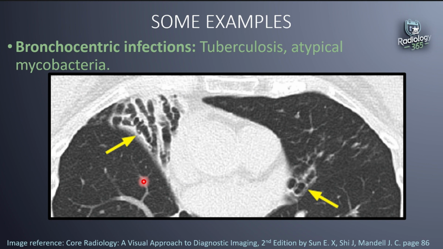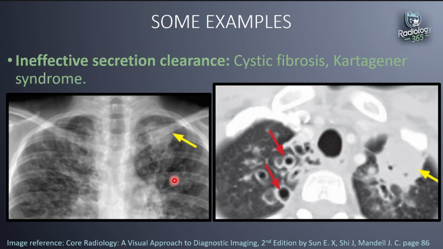Then bronchocentric infections such as tuberculosis and atypical mycobacteria are also causes of bronchiectasis. And in this case, we actually see bronchiectasis of the right middle lobe and the lingula here due to Mycobacterium avium intracellulare. We can actually see that this type of bronchiectasis appears beaded, meaning it's the intermediate form of bronchiectasis, meaning it's been going on for quite a while. Then ineffective clearing of secretions, like we have in cystic fibrosis, like we have in Kartagener syndrome, also cause bronchiectasis.